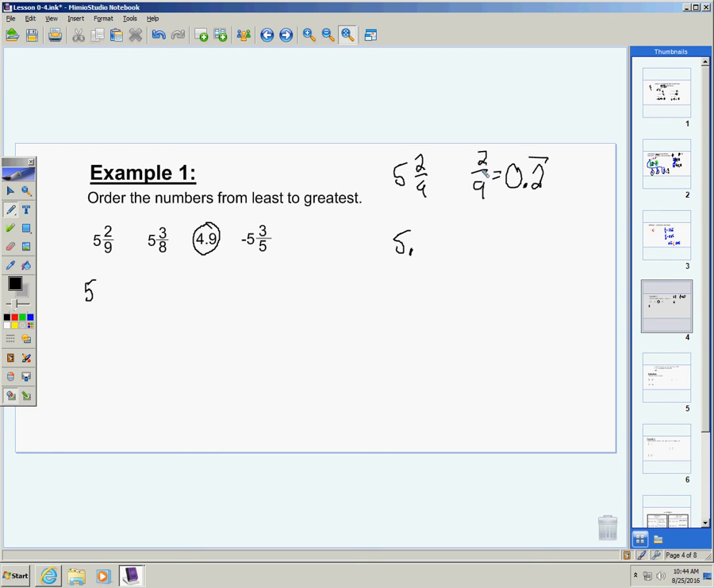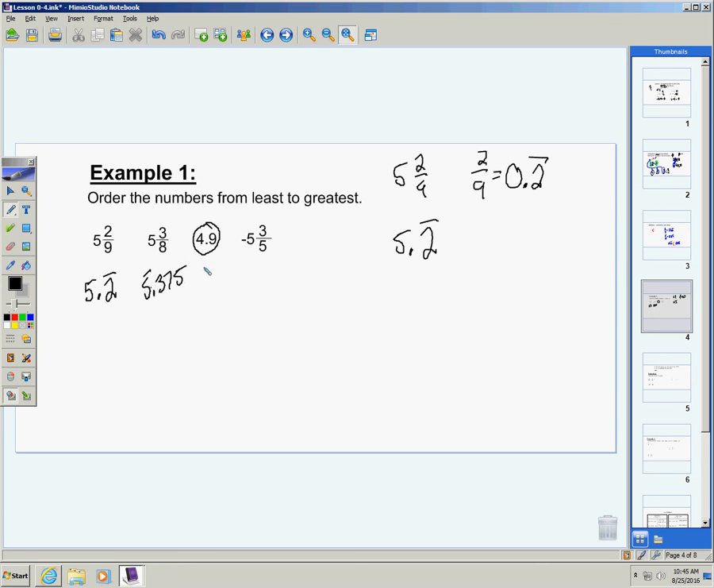And hopefully this is a review for you, so I'm not going to show all the work for these. 5 3/8 is 5.375. 4.9 is 4.9. Negative 5 3/5 is negative 5.6. And now I'm just going to order them from least to greatest.